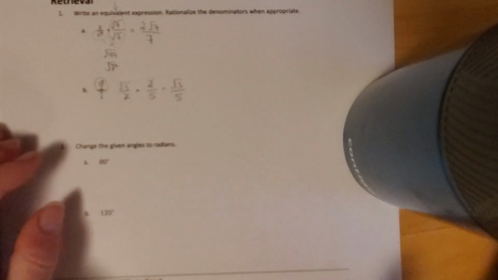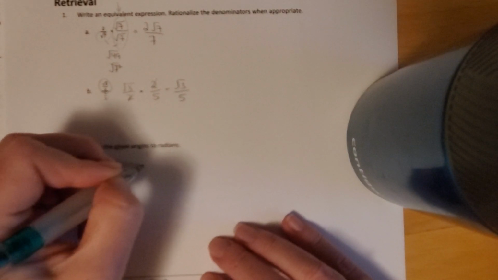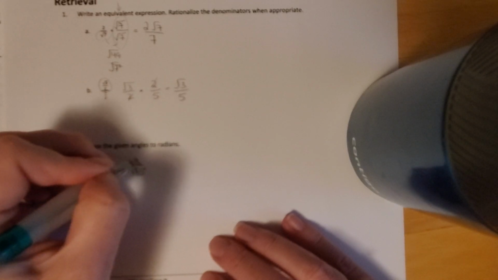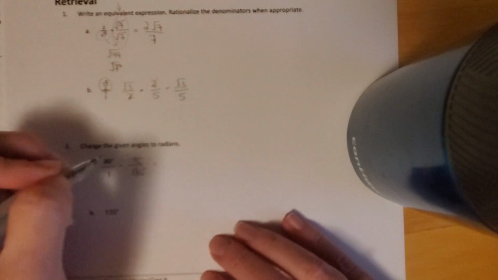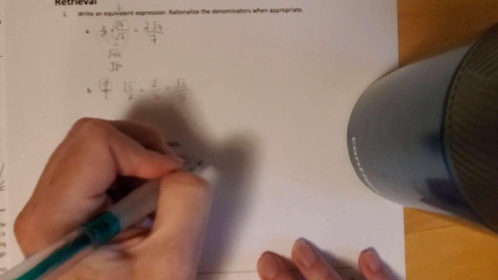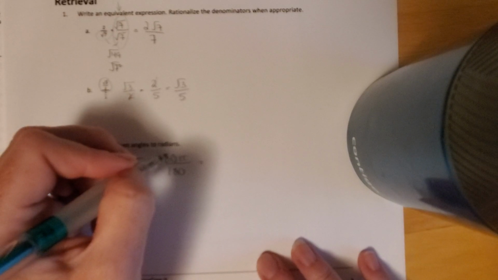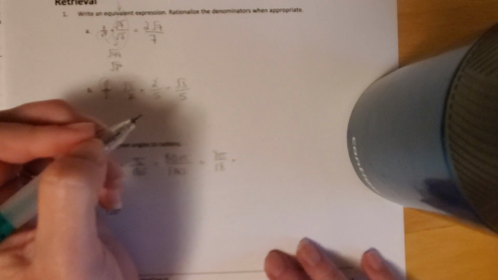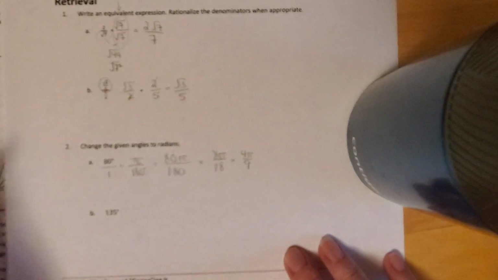Now we want to change our angle to radians. So we have degrees. To get rid of degrees, since it's in the numerator, we've got to put the degrees in the denominator. And since 180 degrees is equal to pi, that's our conversion factor. We're going to end up with 80 pi over 180. We can simplify the numbers. 80 and 180 can simplify, divide by 10. We get 8 pi over 18. And then we can divide that by 2 and get 4 pi over 9.